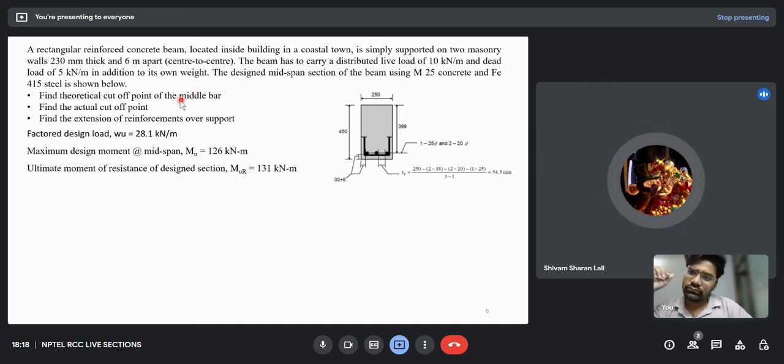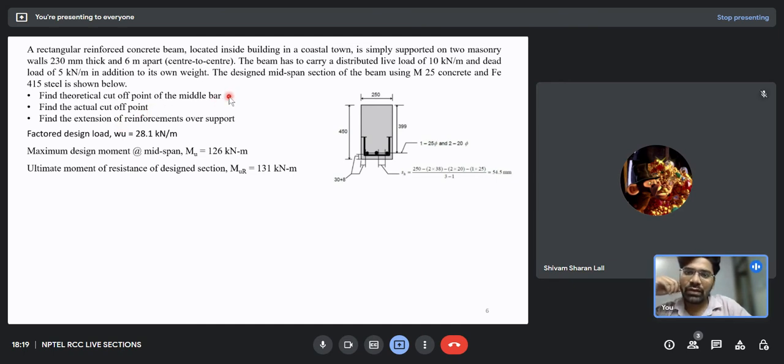So the actual cutoff point is where the bending moment is getting zero, or a reduced value at which we want to cut it off. And the actual cutoff point is the development length that we have provided, that is Lc greater than or equal to the required value. That's right.